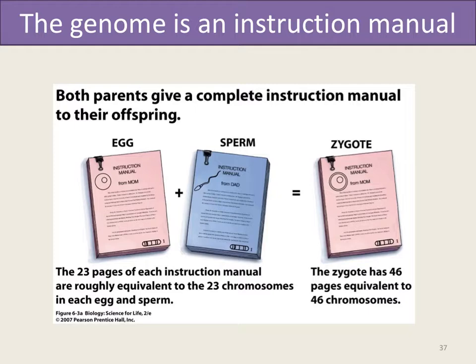For now, we'll say that the genome is an instruction manual, but it's not really. Just because you have a genome doesn't mean you're going to get a functioning organism, because it's actually a combination of genes and environment. Okay? But for now, we'll say the egg has 23 pages of instructions, one for each chromosome. The sperm has the same, and then when they come together, they've got 46.